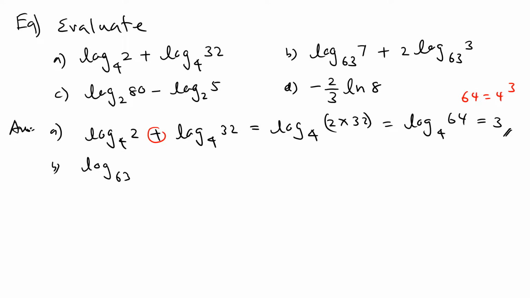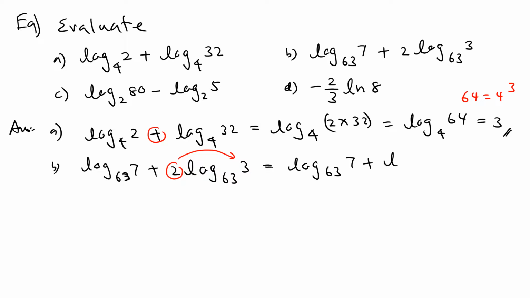B, so we have log base 63 of 7 plus 2 log base 63 of 3. The first thing we're going to do is bring this inside first, because you have to have separate sums. You cannot have any coefficients in front. So that means this can be written as log base 63 of 7 plus, if you bring it in, log base 63 of 3 squared. So 3 squared means 9.